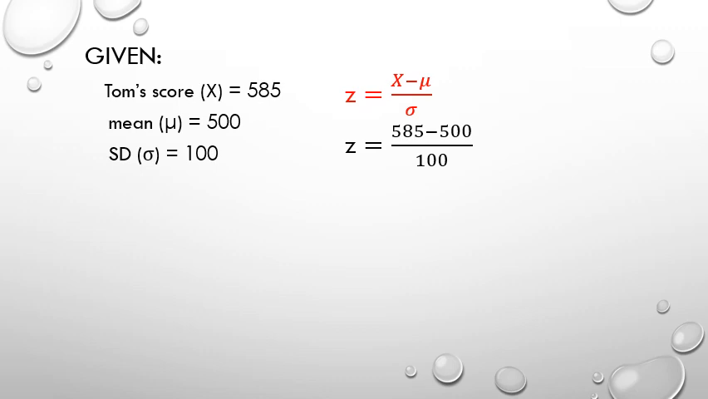So, by substitution, x is 585 minus the population mean 500 over the SD 100. So, that is now equal to 85 over 100. And 85 divided by 100 is 0.85. So, unsa may naong sa graph ani? Okay, so mao ni ang graph.